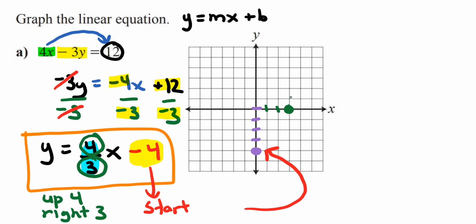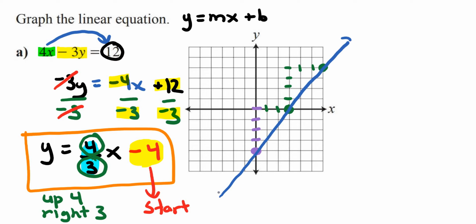And then from here we go up 4. 1, 2, 3, 4, and right 3. 1, 2, 3. So there it is. There's my linear line there, and we just connect the dots. So this represents a rise of 4, and this is my run of 3. So my slope is 4 over 3.